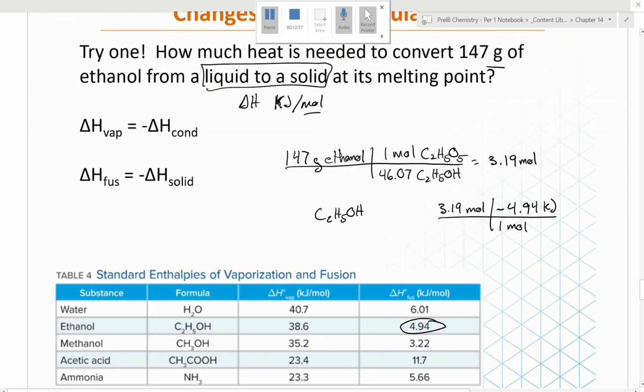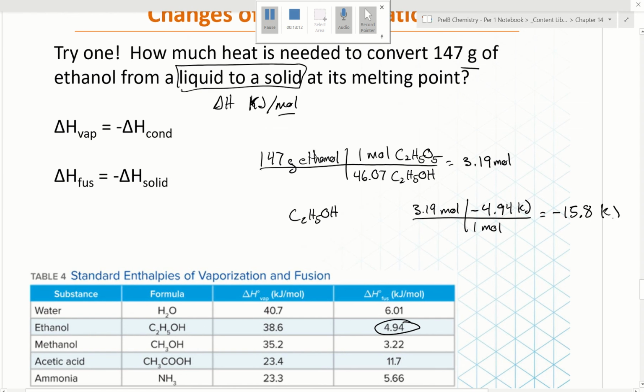So my 3.19 times negative 4.94, and that's going to equal negative 15.8 kilojoules. All right, and that's the answer to that guy. You just got to keep track of what's happening. For heat of fusion, that's solid to liquid. The heat of vaporization here is liquid to gas. And if you're doing the opposite, as we did in this example, you have to make it negative.